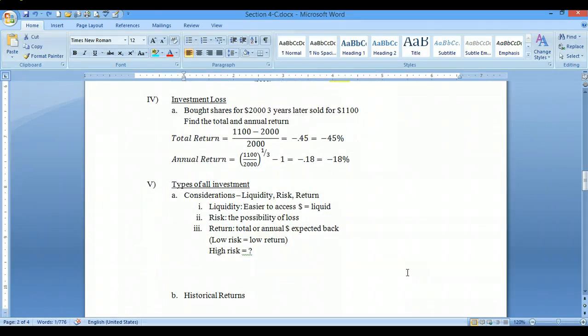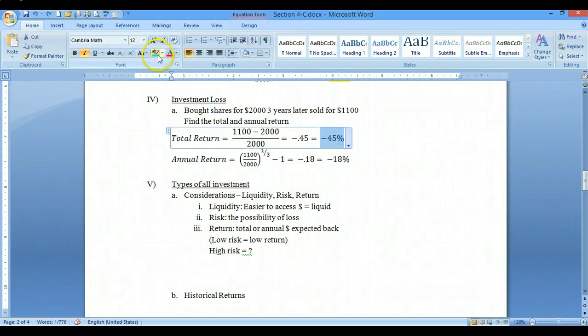Let's move on to Roman numeral 4, investment lost. Let's say you bought some shares for $2,000. 3 years later, unfortunately, had to sell them for 1,100. Find the total and annual return on this investment. Again, our total return is just like our new minus old over the old. So our new number is the 1,100, and the old number we bought it for 2,000 over the old, which is 2,000, and that gives me negative 0.45, or changing that to a percent is negative 45%.